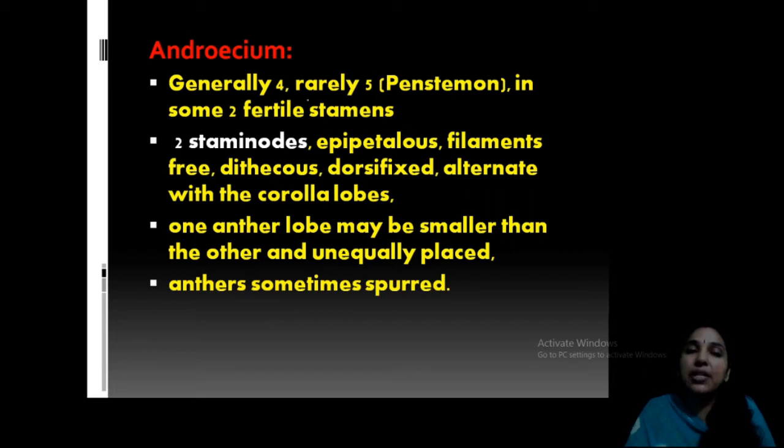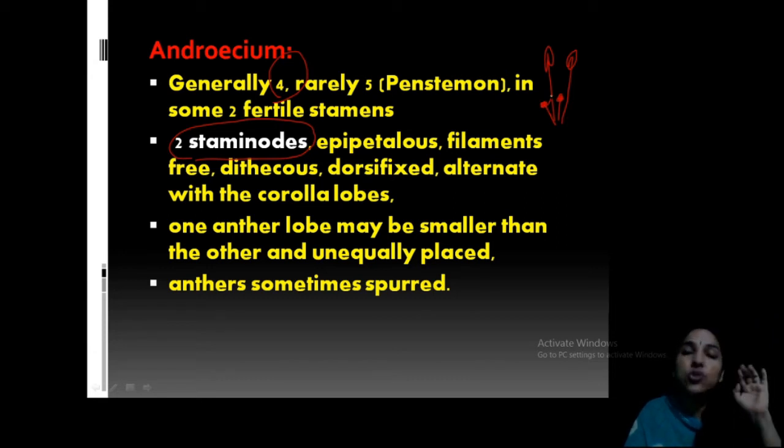Now androecium, another important point: usually there are 4 stamens. How many? 4. Rarely 5. Very important point, in some cases 2 stamens are fertile and 2 are staminodes. If this is a fertile stamen, and this is another fertile stamen, look at this stamen, what is this? This is a staminode, a sterile stamen. So out of 4, 2 are staminodes in the usual case, dorsifixed. One anther lobe may be smaller than the other, unequally lobed. Anther sometimes spurred.